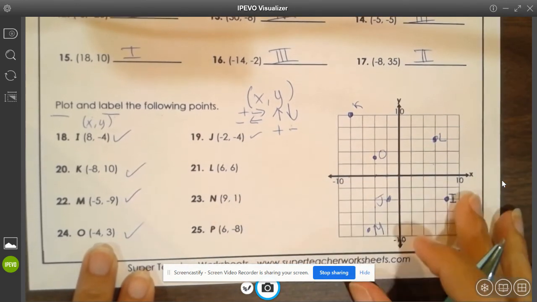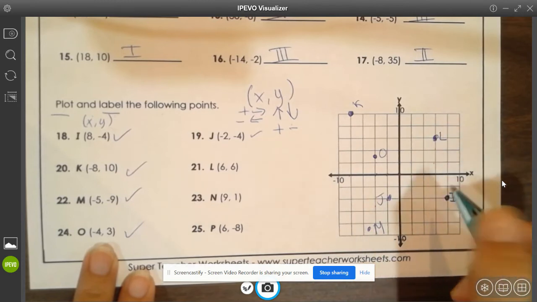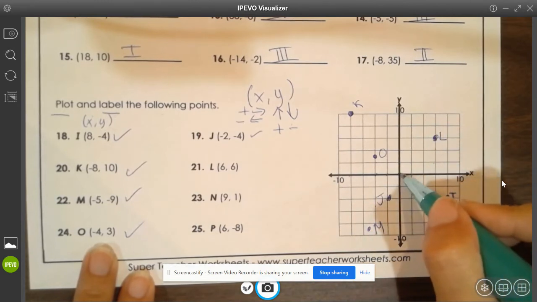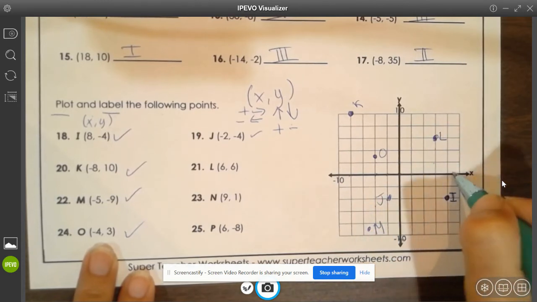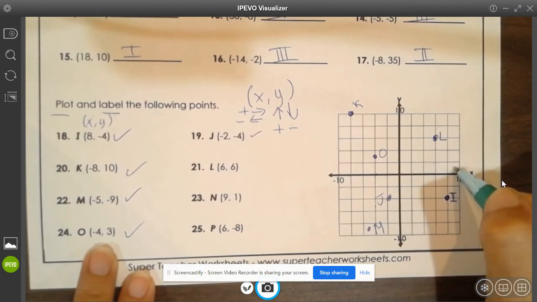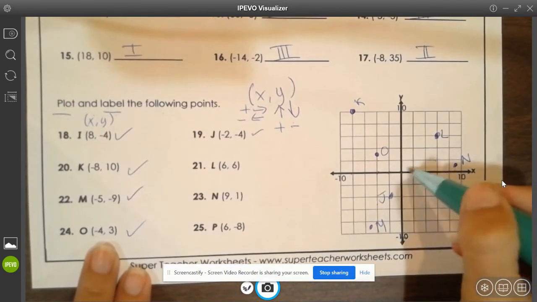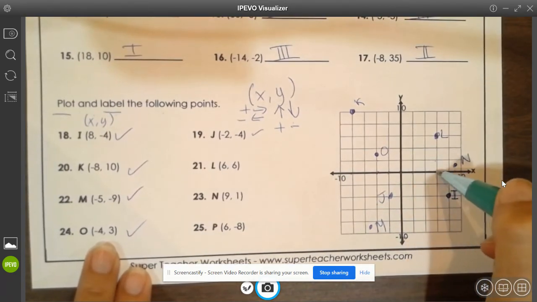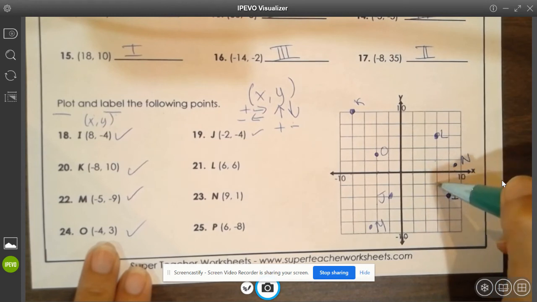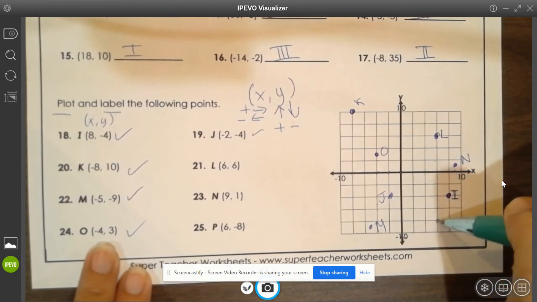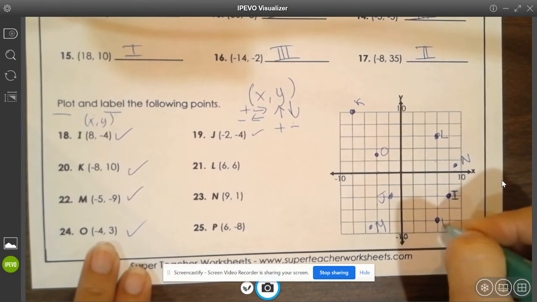And then N would be 9 and 1. That would be in between, right? 9 to the right. So that would be right before 10. And then 1 up. And then right before 2, right? That's N. And then 6 and 8 would be 6 to the right, 2, 4, 6, and then 8 down, 2, 4, 6, 8. And I am done.